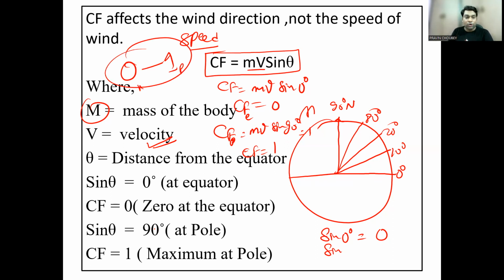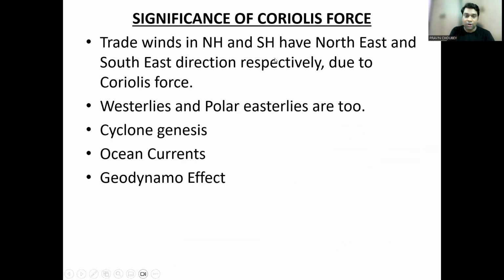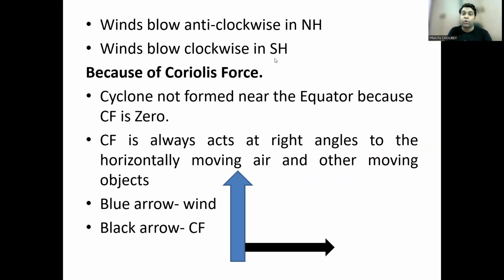Remember these things. So the Coriolis force will be 0 at the equator, and at sine theta equal to 90 degree, it will be maximum at the pole. Maybe they can ask you a question and you must know the answer, okay, because these are very basic things. Now, wind blows anti-clockwise in the northern hemisphere, and clockwise in the southern hemisphere.